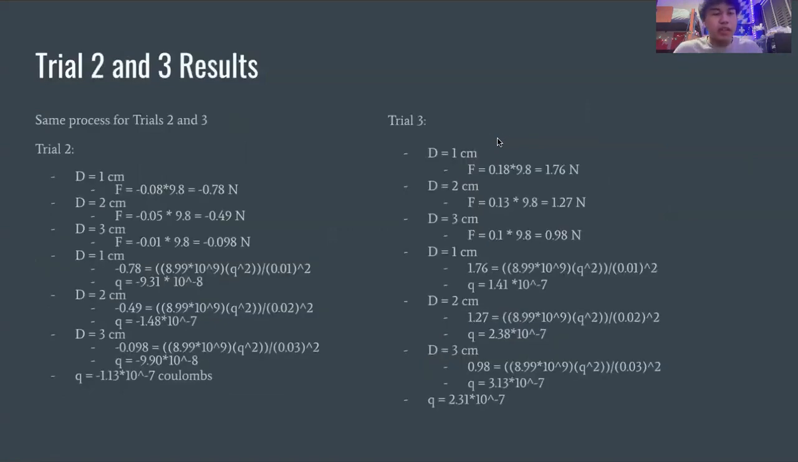And we did the same process for trials 2 and 3. So for trial 2, we ended up getting a result of negative 1.13 times 10 to the negative 7 coulombs. And then for trial 3, we got a value of 2.31 times 10 to the negative 7 coulombs.